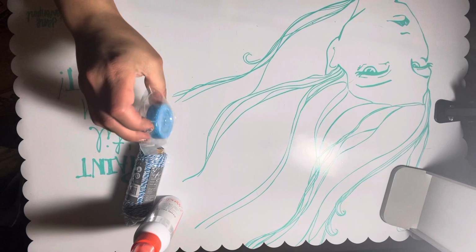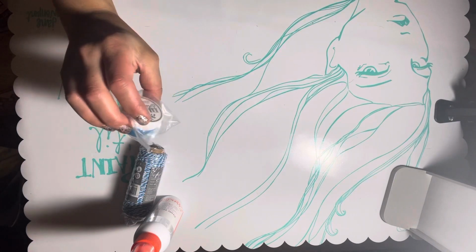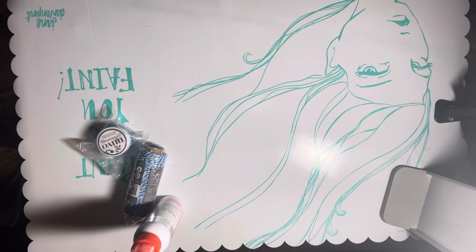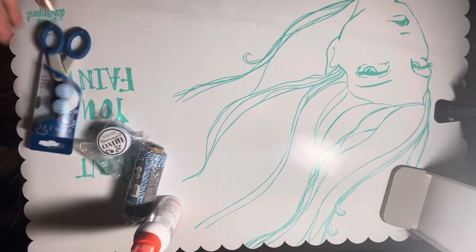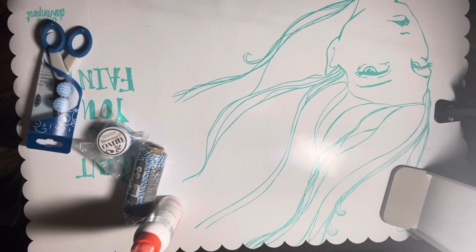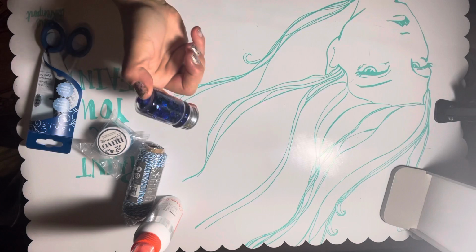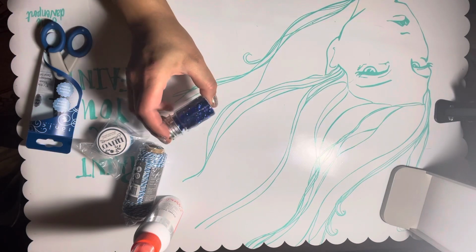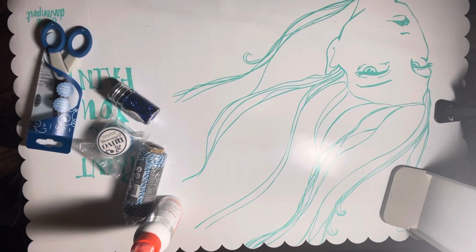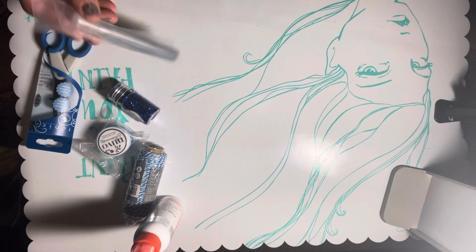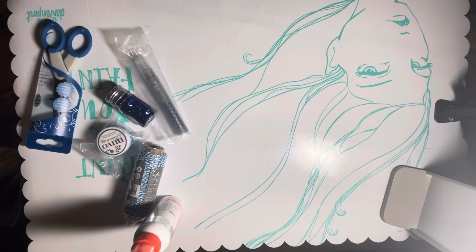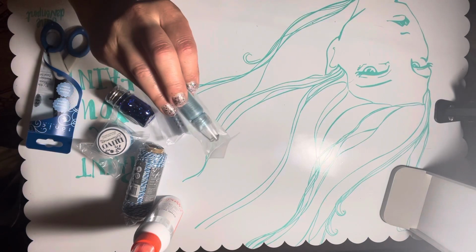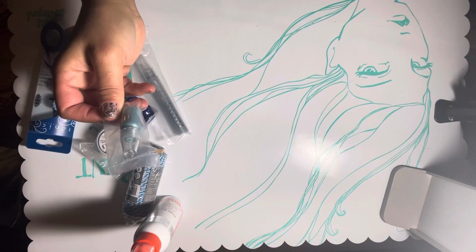Some glimmer paste in this blue color. Some scissors in this box. Wow. Nice. Some sequins in sapphire blue. That's such a pretty blue. Mica mist in like silver. And some Nouveau drops, some mini drops in this like light blue color.